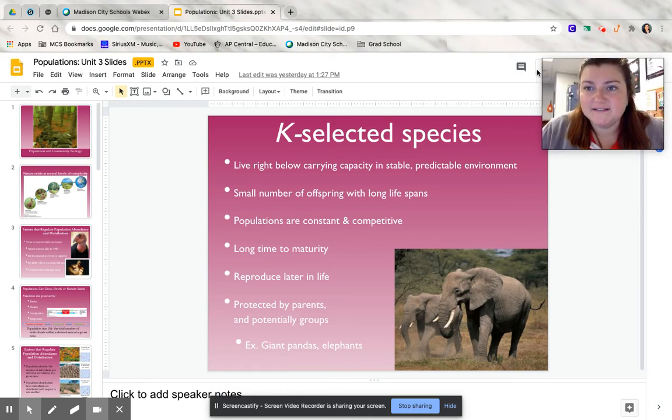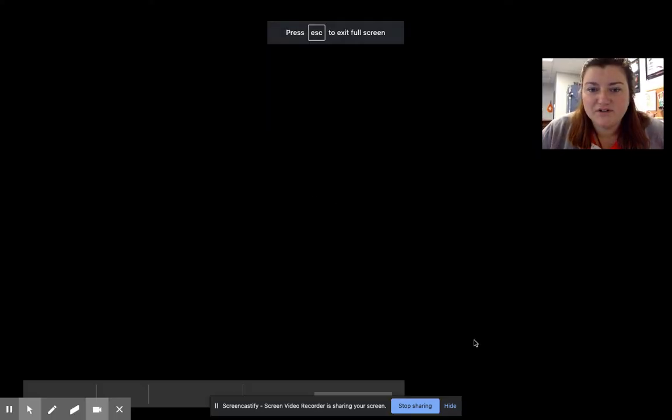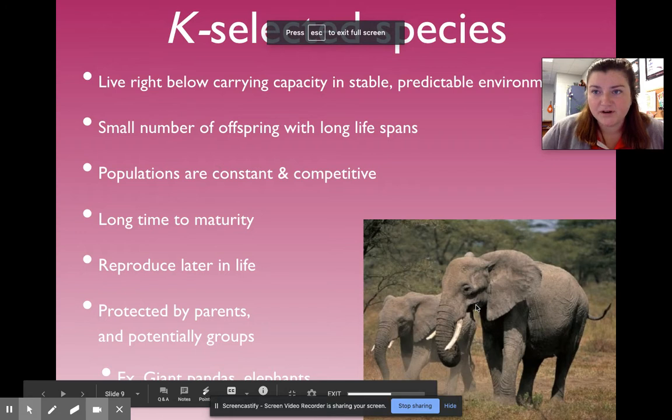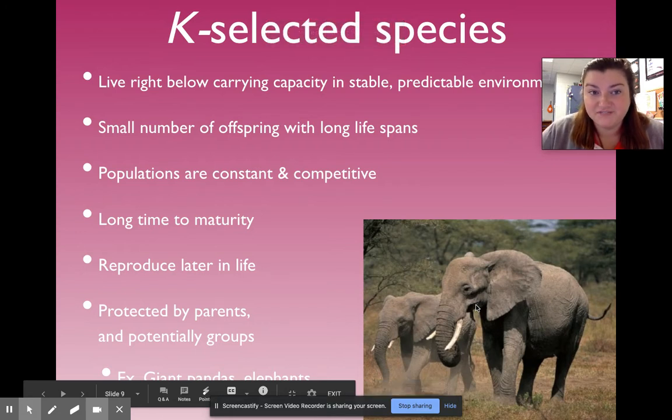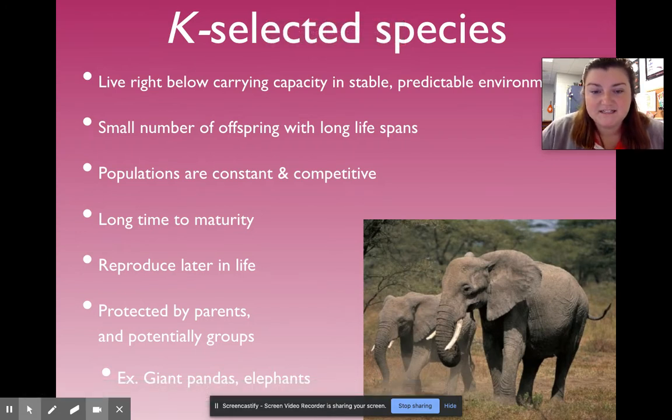Hello, guys. We are moving on over to the second part of our populations lecture. Today we're going to be chatting about K and R selected species, as well as survivorship curves.